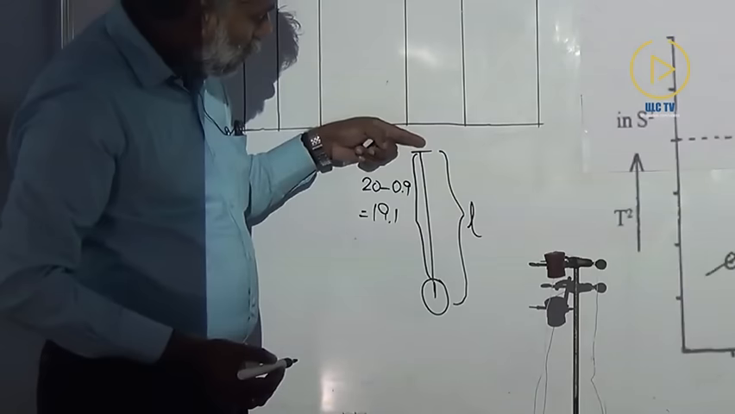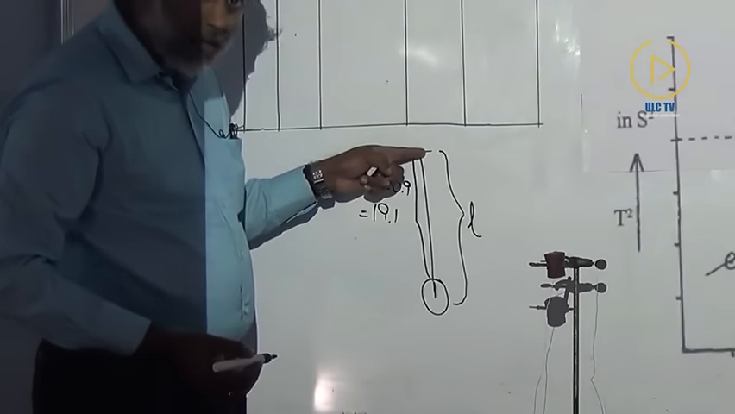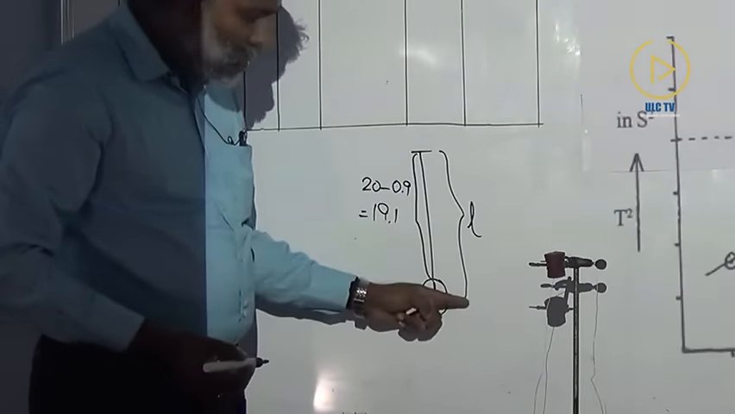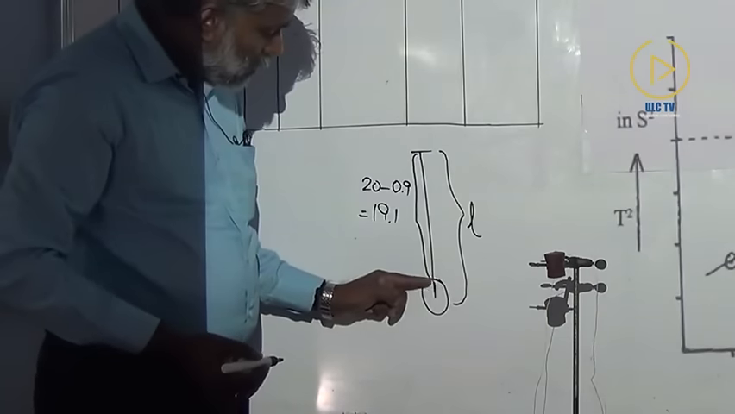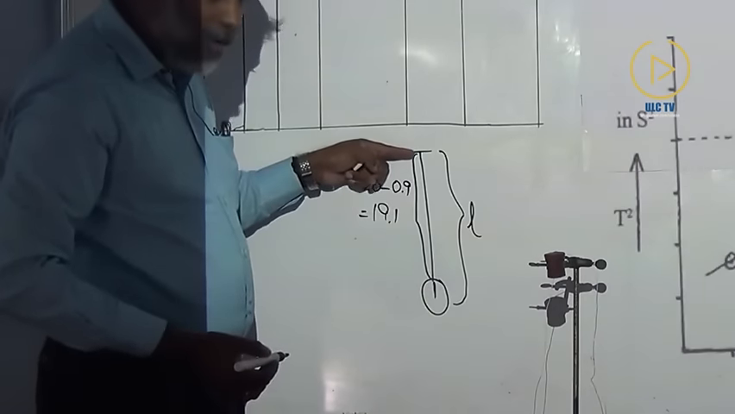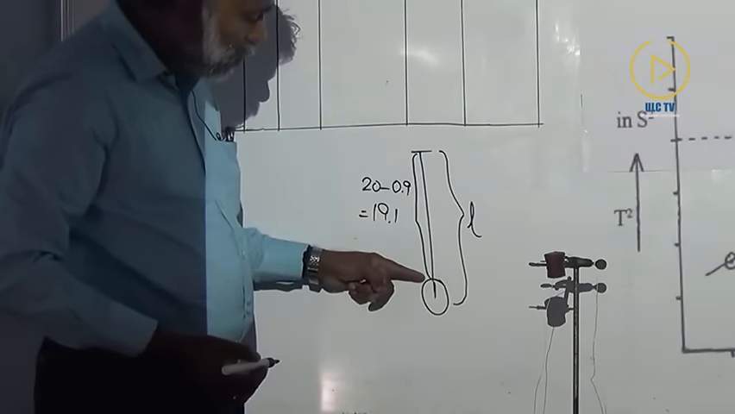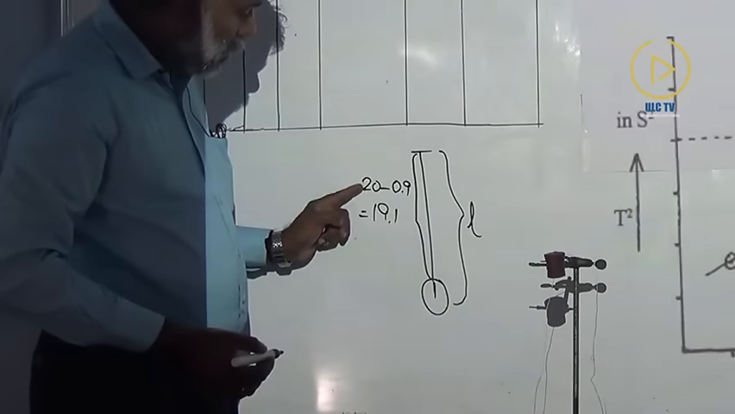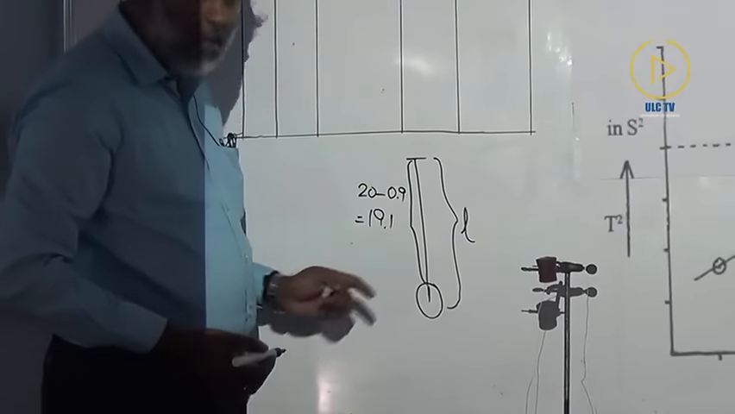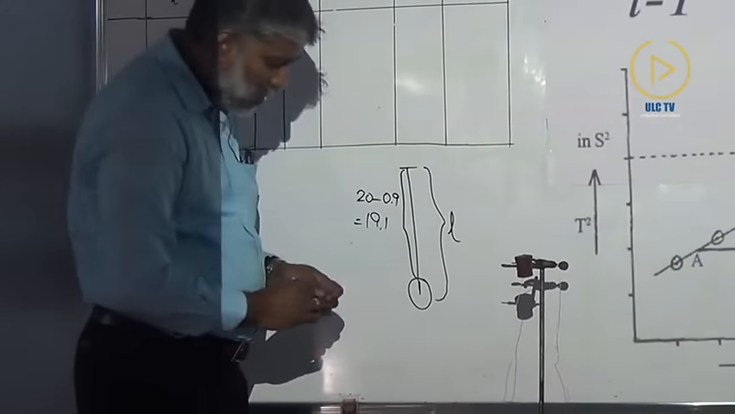So once again, this is the point of suspension. The length of pendulum means distance from this point of suspension to the center of the bob. I want to keep this 20 centimeter. The radius of the bob is 0.9. So the distance between point of suspension to the top of bob must be 20 minus 0.9. That is 19.1 centimeter. So I am going to do that.